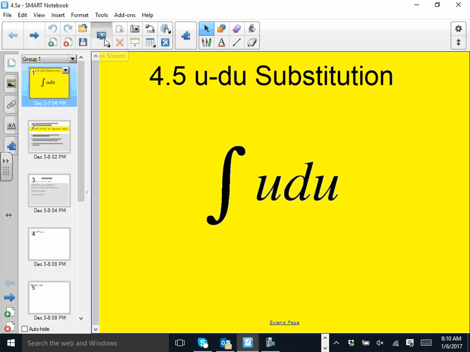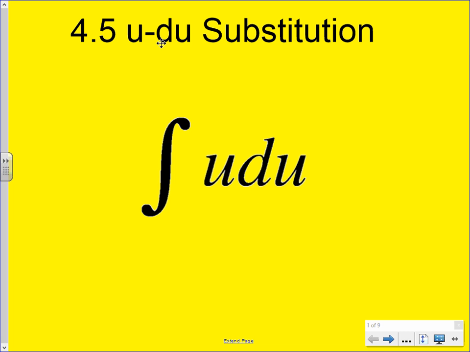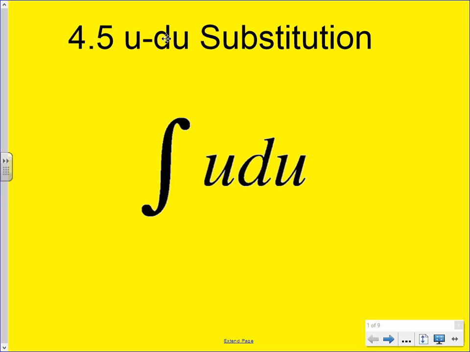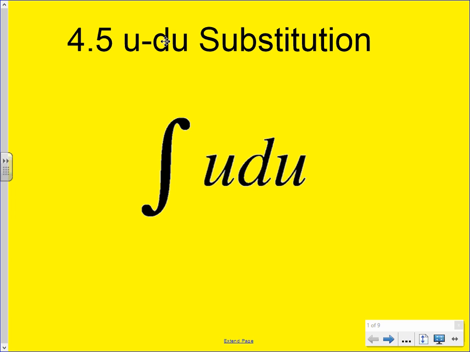Okay, so for the next 3 days, we're going to work on what is called U substitution, or u-du substitution. This is basically our way of doing the chain rule in reverse, but very specific things have to happen inside of our integral for us to be able to use this.